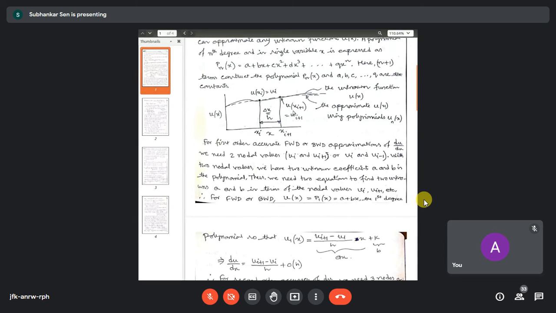One is ui plus 1, and one is ui. These two nodes are required. So if you want to go for a second order accurate formula of du dx, you will need one more node. It means that when you have the first order accurate formula of du dx, you have two nodes. Since you have two nodes, you can draw a straight line.